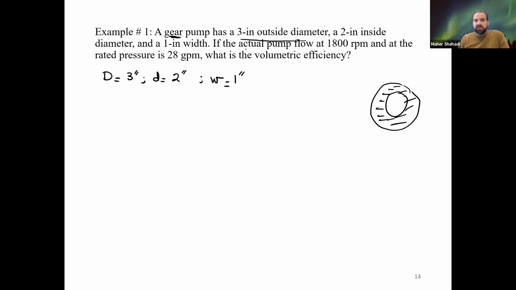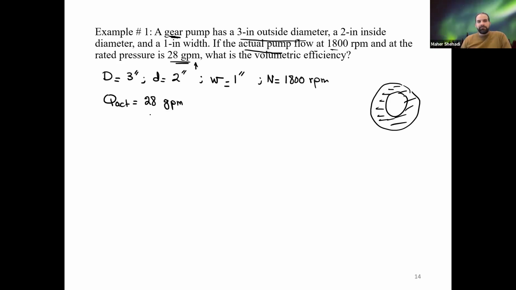If the actual pump flow at that speed, 1800 RPM, is measured to be 28 GPM. So again, this could be if the measured flow rate, for example, that means that's the actual. Here it was very clear, it's the actual, but if they say the measured, then that's the actual. What is the volumetric efficiency?